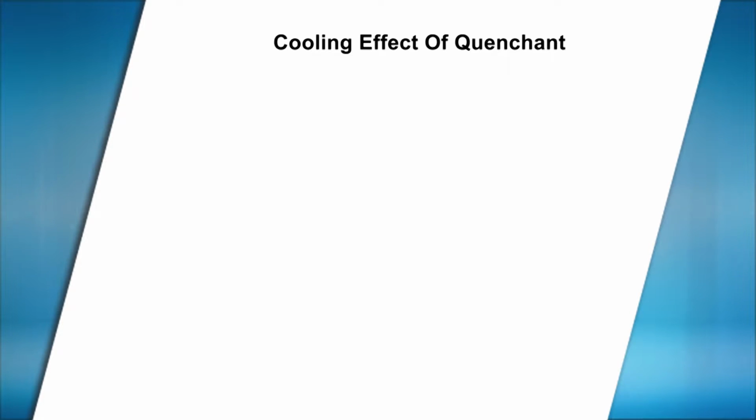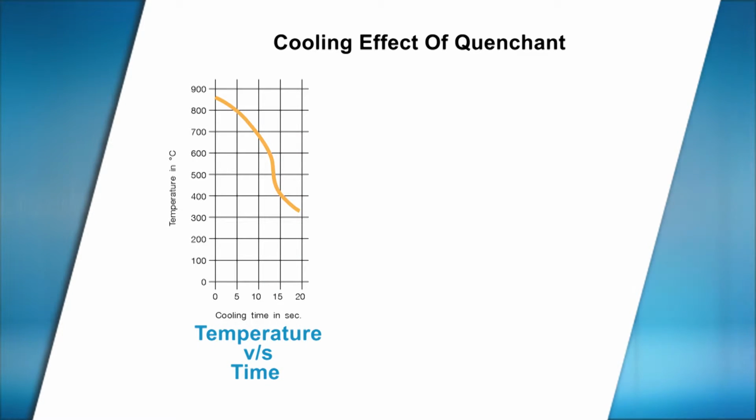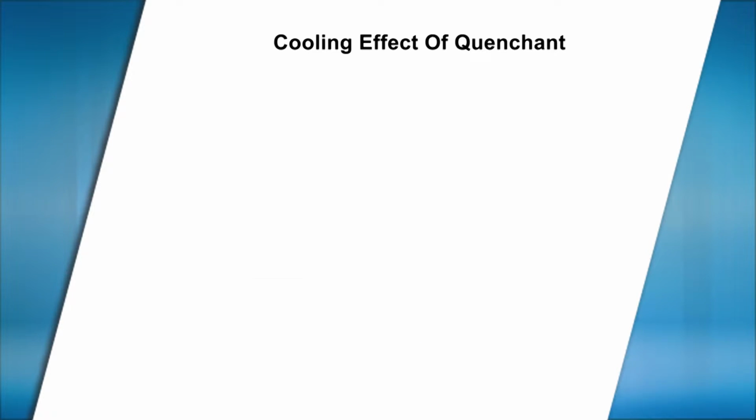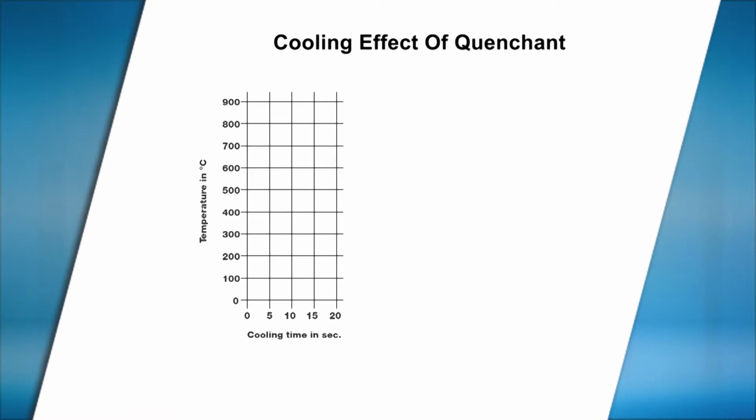Usually, the cooling effect of a quenchant is shown by charting temperature versus time, or the rate of cooling versus temperature. The following graph shows the relationship between these two methods. We now look at the relationship between temperature versus time. The red line on the cooling time graph shows higher speed, as compared to the yellow line showing lower cooling speed of the product.